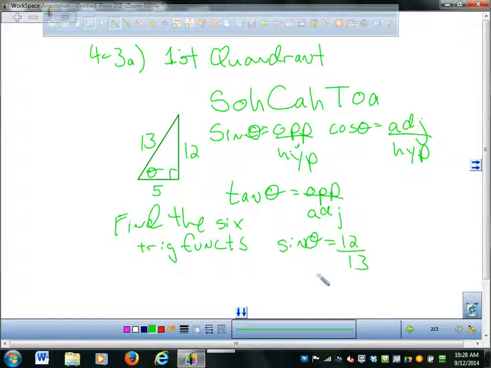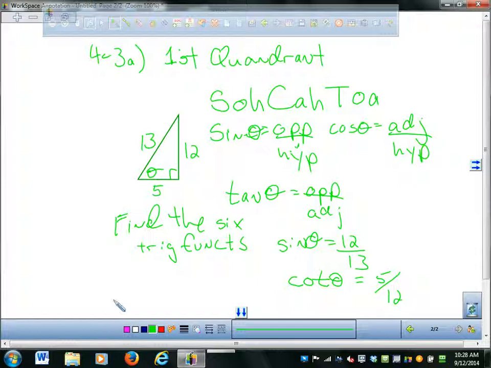Who can tell me what cotangent of theta would be? Cotangent. What would cotangent of theta be? 5 over 12. 5 over 12. Okay, and so on. So I'm not going to go through all 6. I think you guys can figure that out, right?